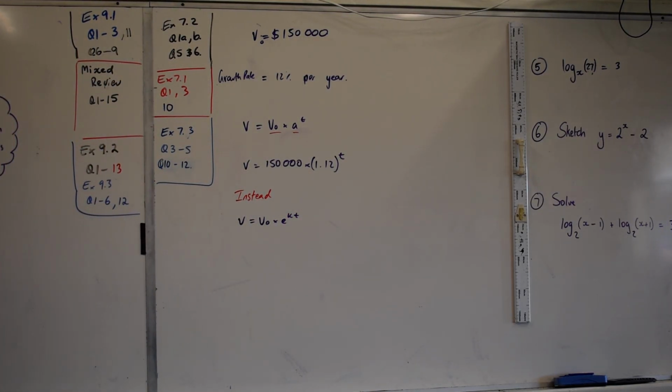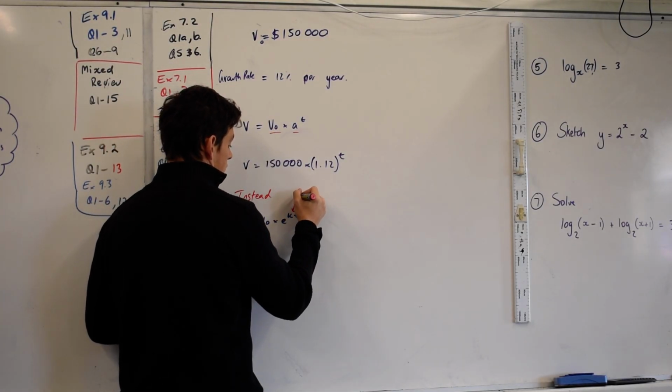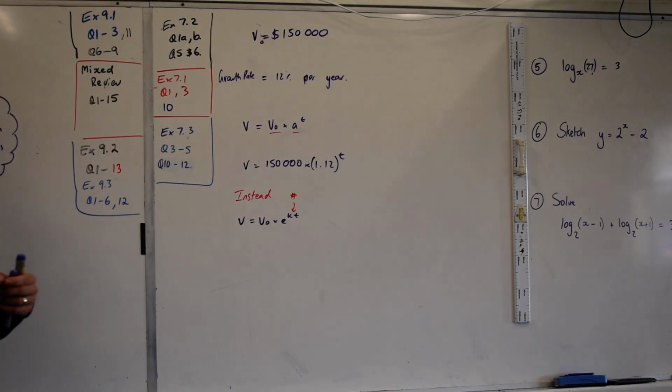Same question, but instead of using 1.12, I want to replace k with a letter. So this is my new number, because e we know is constant. So let's see how we can find this k value.